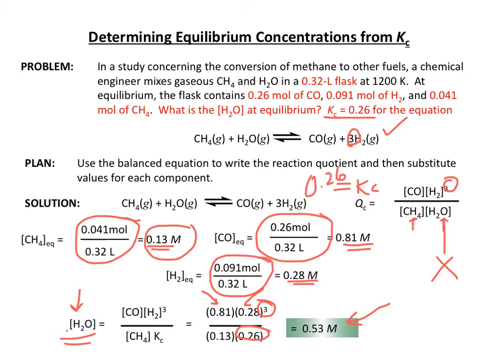So check for a balanced equation, write your expression, products over reactants, coefficients become exponents, be sure you're substituting in molarities, concentrations, and then you simply solve for the missing variable or reactant, which in this case was water. Okay, so this is another variation on an equilibrium problem.